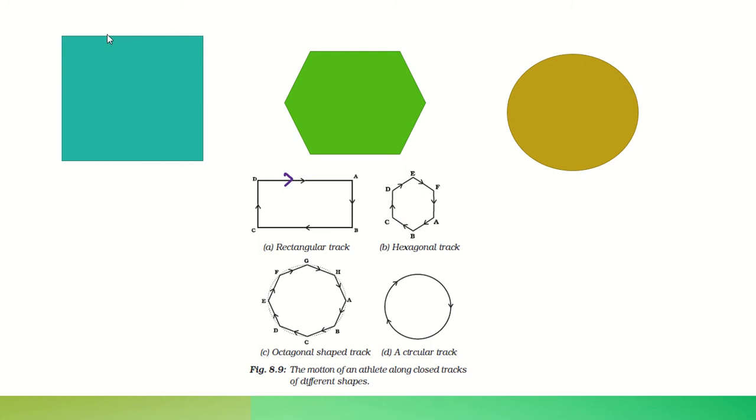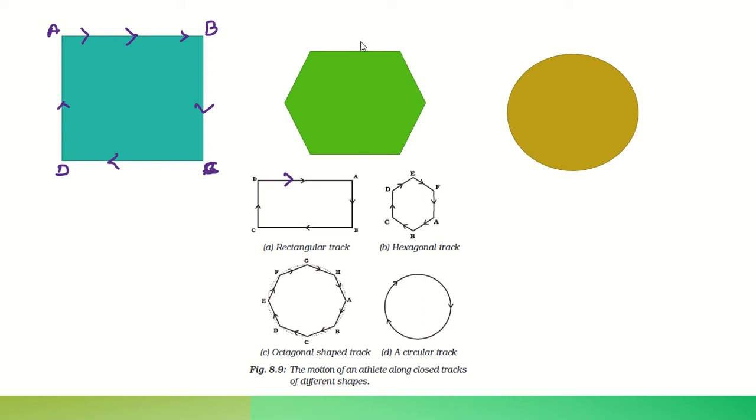So let's consider the case of a square path. So here we have the person traveling from, let's say, A to B. He is traveling in this direction. To move from B to C, he has to change his direction, right? Now from C to D, he has to change his direction again. So that means that the person, suppose he is walking with a constant speed, but he is changing his direction.